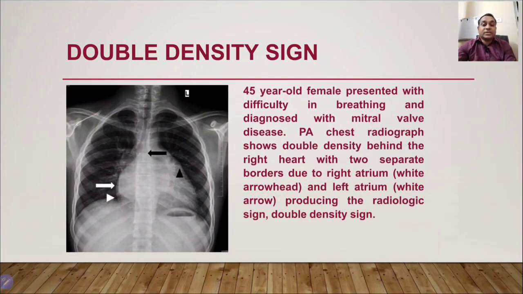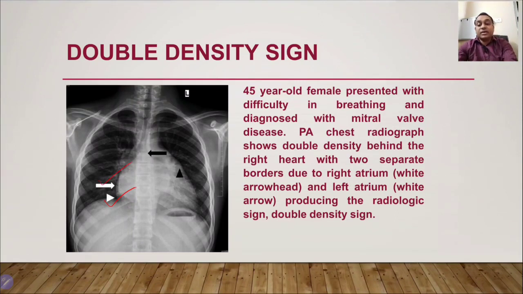This is a chest X-ray PA view of a 45-year-old female. She presented with difficulty in breathing and was diagnosed with mitral valve disease. The PA chest radiograph of this patient showed a double density behind the right heart with two separate borders due to the right atrium, which is shown here with the white arrowhead, and left atrium, which is shown here with the white arrow, producing a radiologic sign which is called the double density sign.